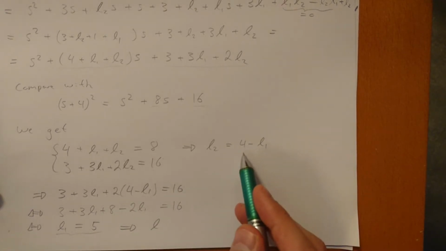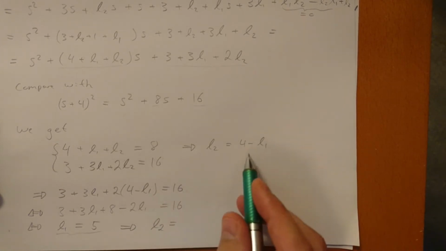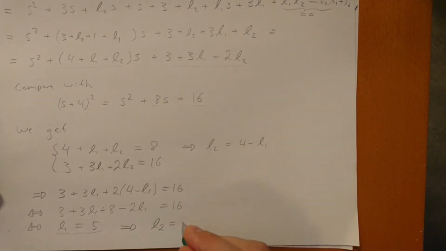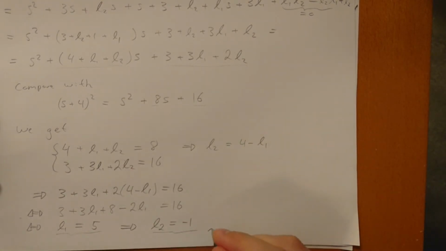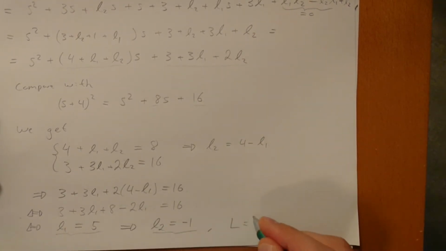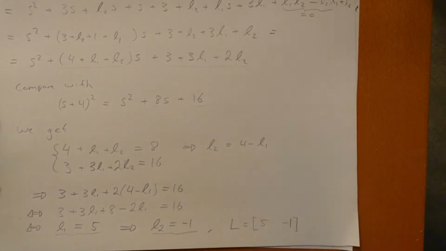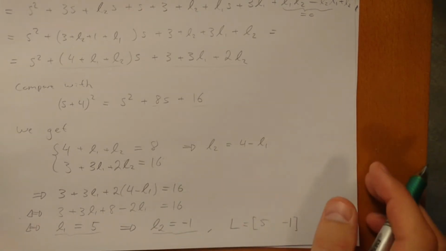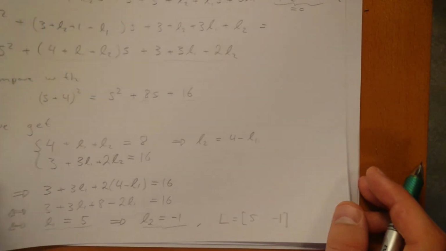And by plugging that into this expression for L2, we get that L2 is equal to 4 minus 5, which is minus 1. So this L vector becomes 5 minus 1. Now the next thing we're going to do is to ensure that we get the static gain of 1.